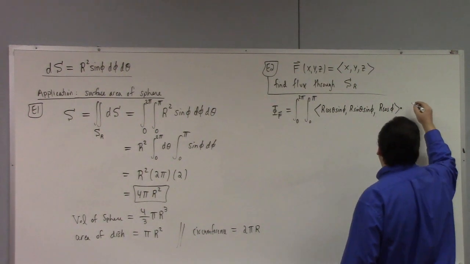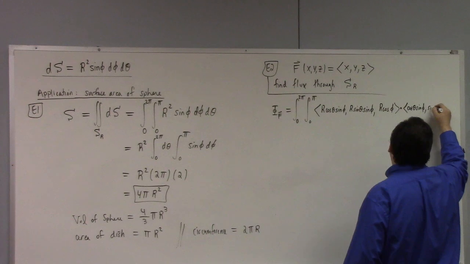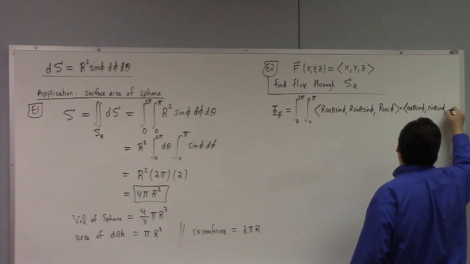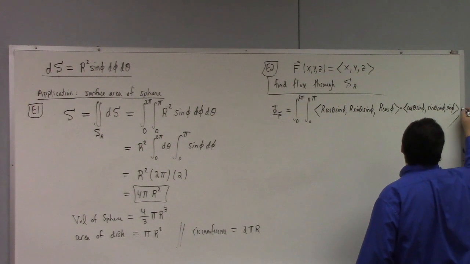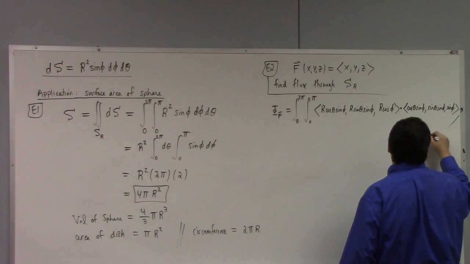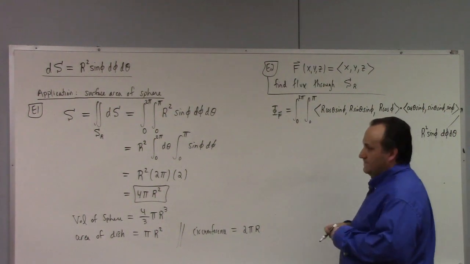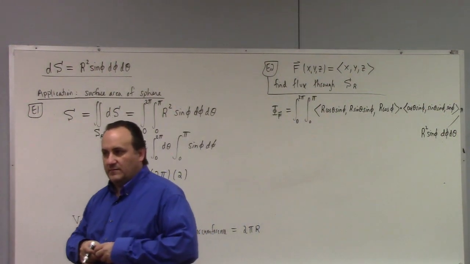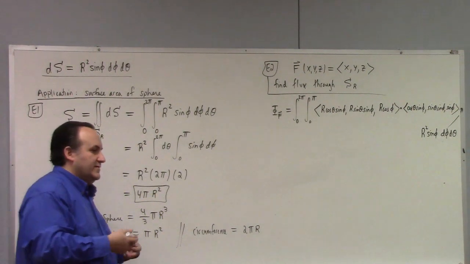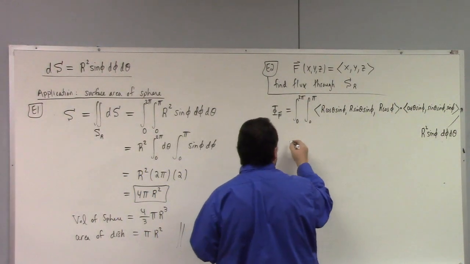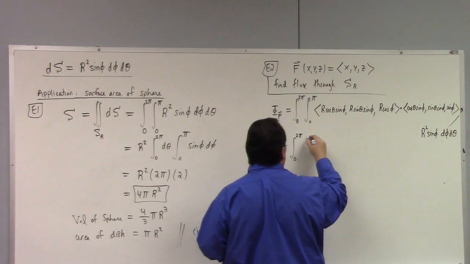I take the dot product with cos theta sine phi, sine theta sine phi, cos phi, and sorry, I ran out of room, poor planning on my part. And what goes here is R squared sine phi d phi d theta. All right, and we could take the dot product and do the integration, right? But let me show you a smarter way to do this calculation.